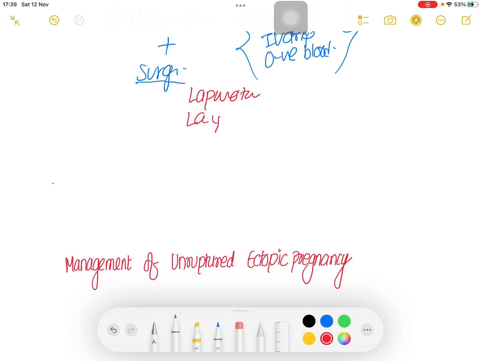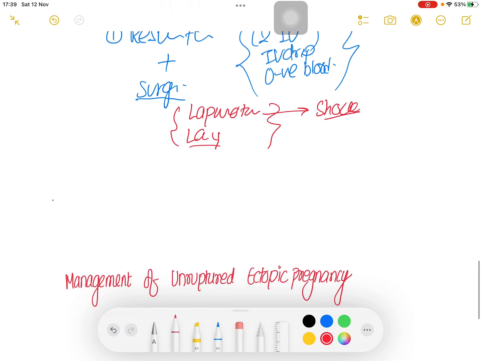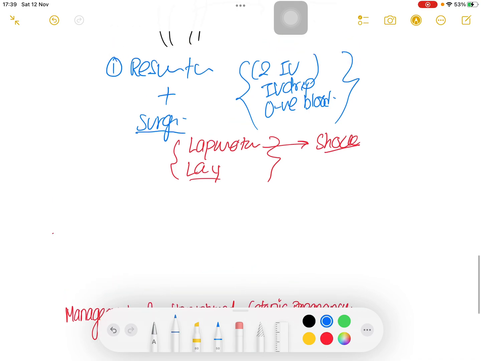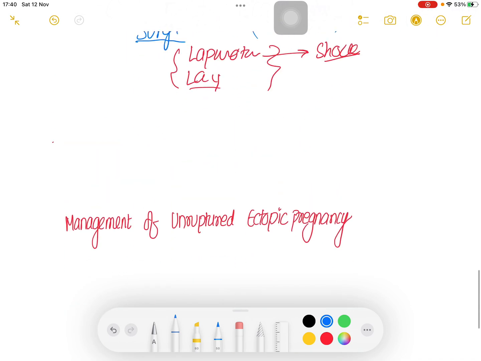And for the surgical management, we have to open the abdomen, by laparotomy or laparoscopy. If the patient is in shock, then we have to do the laparotomy, and if the patient is not in shock, then we can do the laparoscopy. Then if this is the fallopian tube, we have to clamp here and then cut the fallopian tube, which is called salpingectomy.